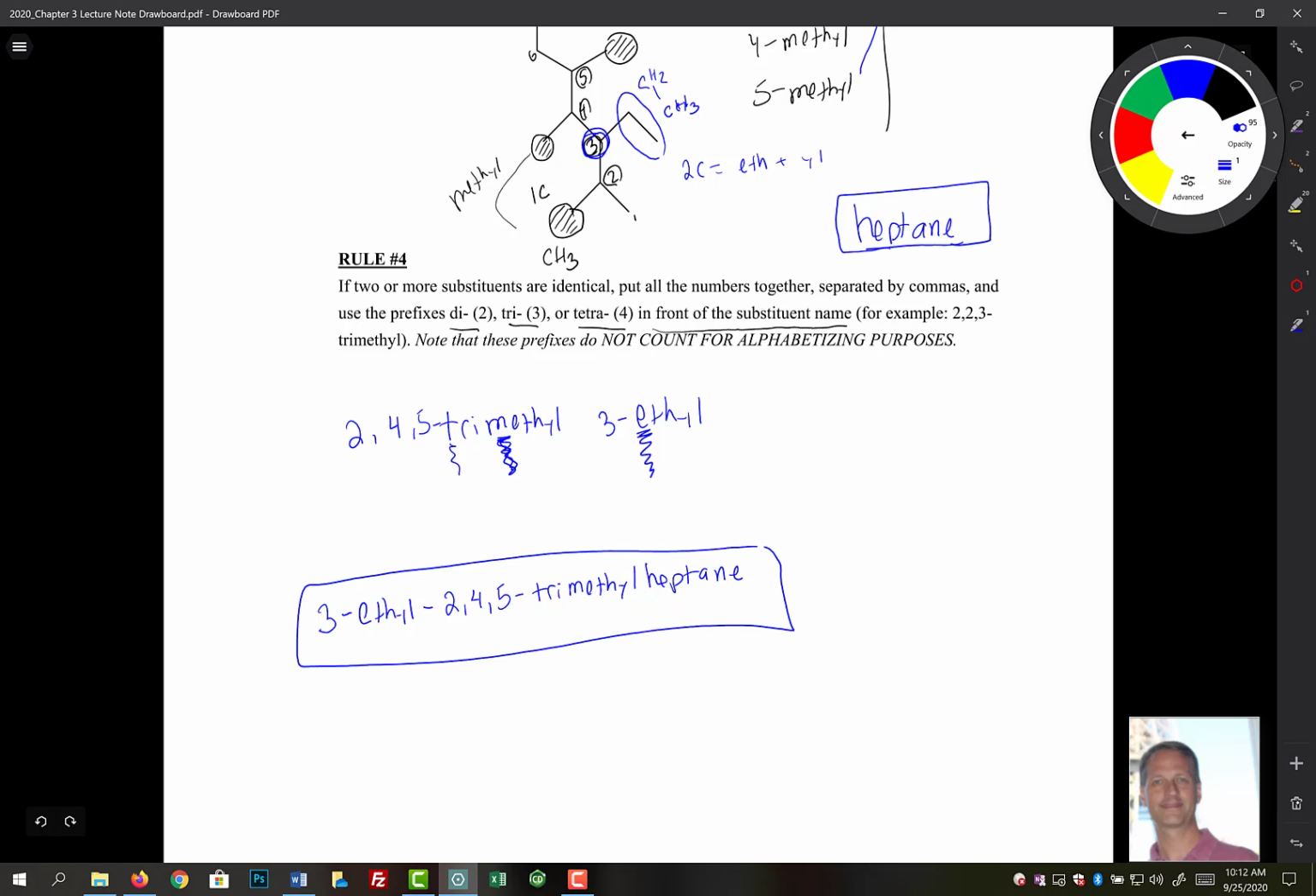Now, the investment in learning your nomenclature right now is that once we spend time and understand all of these rules, the rest of the whole year is based off of these rules. So when we get into naming, for example, carboxylic acids, the nomenclature is half of a page. It's really straightforward because the same rules apply. It's just that the suffix changes.